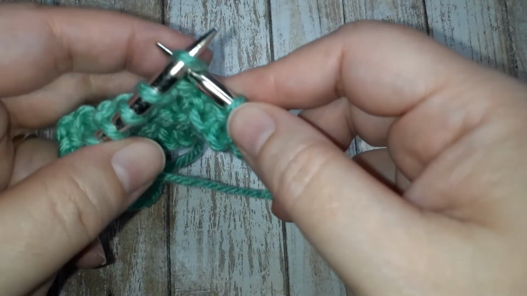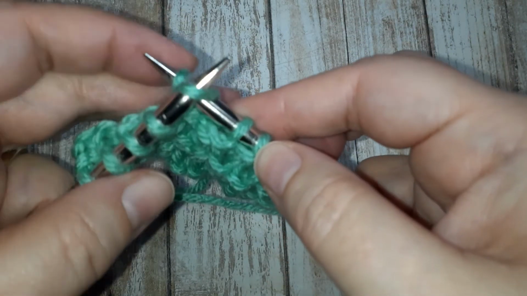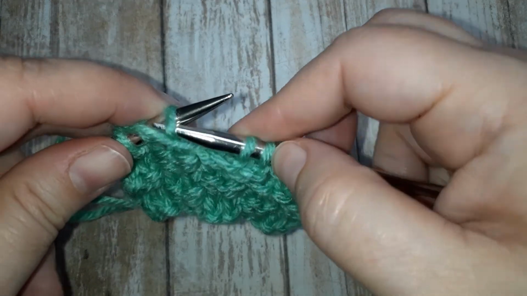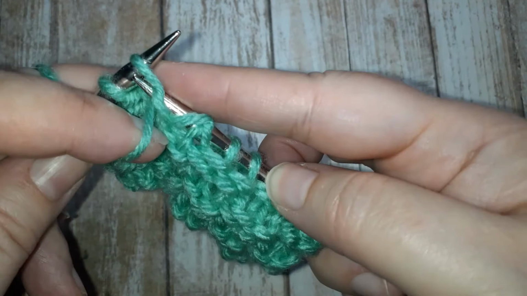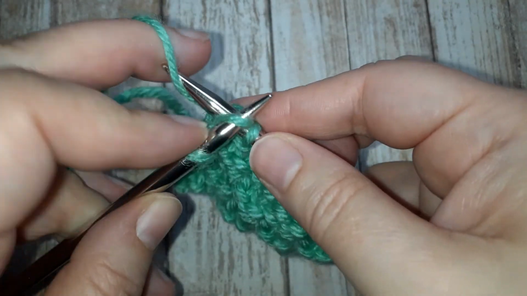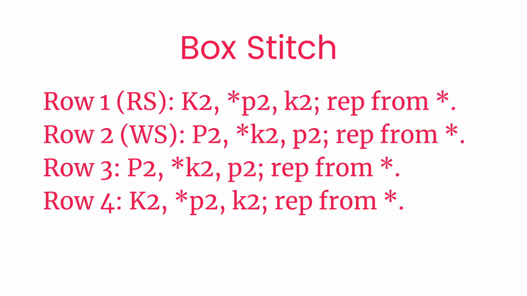Here's a little demonstration. You would knit 2 and then purl 2 and then knit 2, and that is your pattern repeat. The instructions here use that asterisk to show you what you're repeating. After you knit those initial 2 stitches, you're purling 2 and knitting 2, and then our instructions tell us to repeat from that little star.